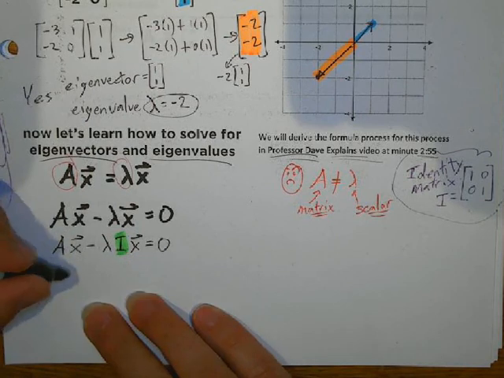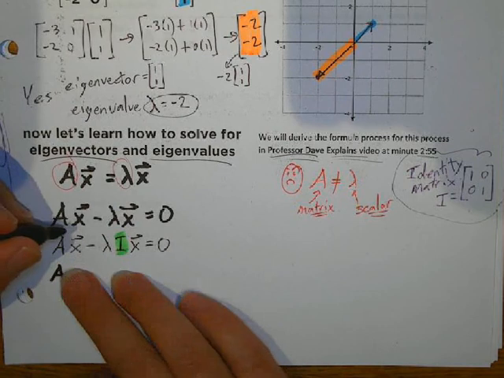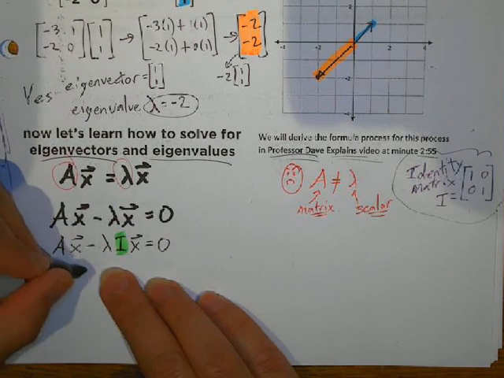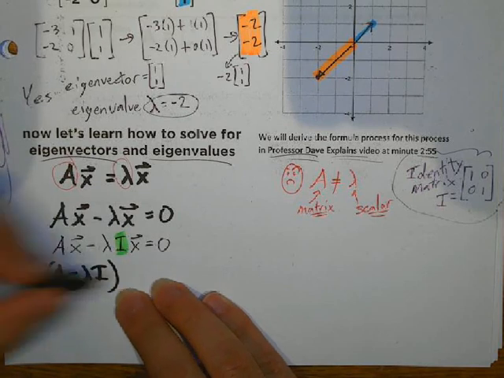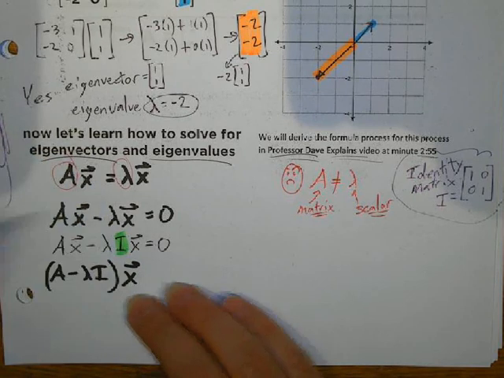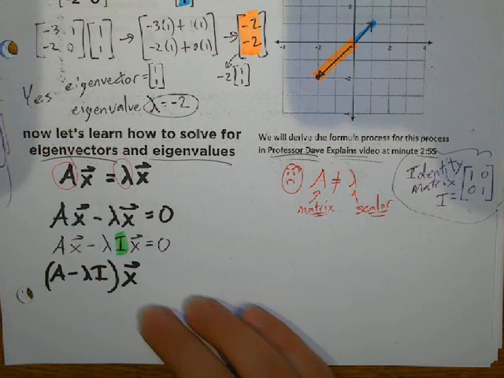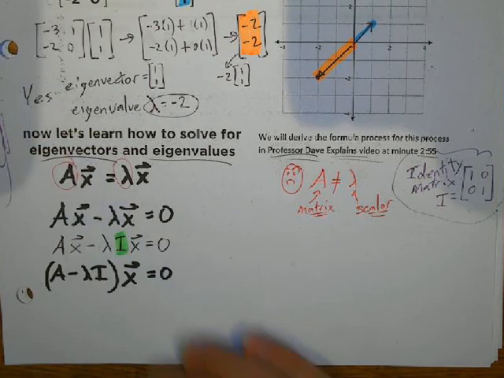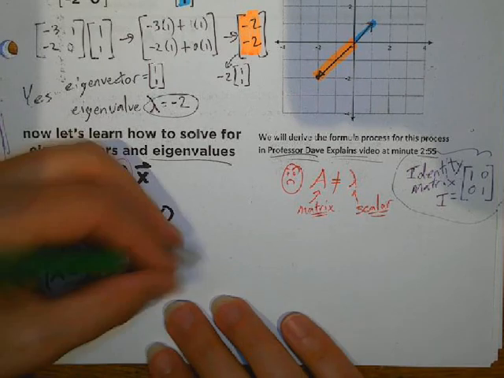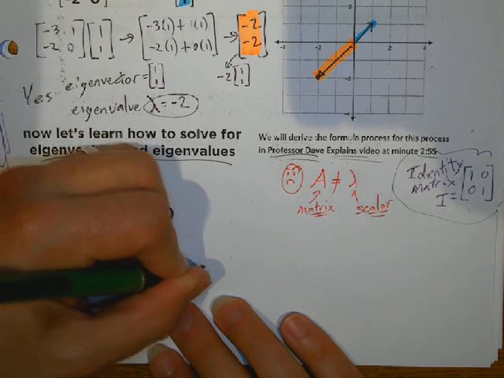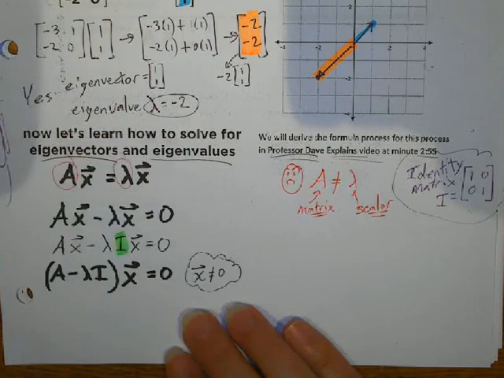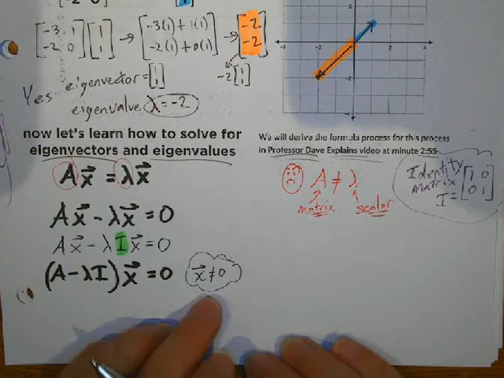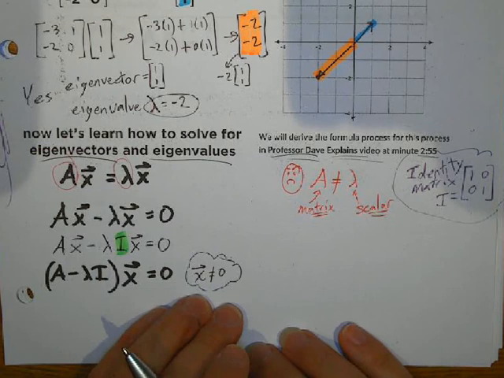So then I end up with the A matrix minus lambda identity, and so I'm able to factor out the eigenvector. Now, we're not allowed to make the eigenvector equal to 0. Professor Dave goes into great detail on why we can't make this equal to 0, but I'm just going to leave it at that.